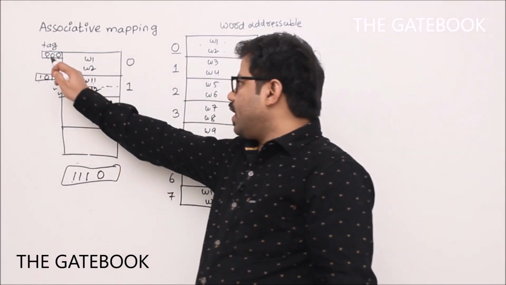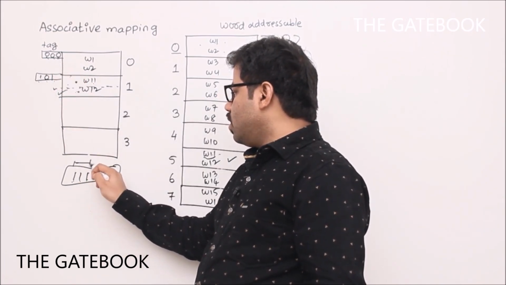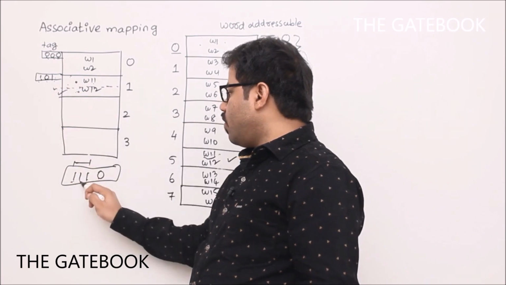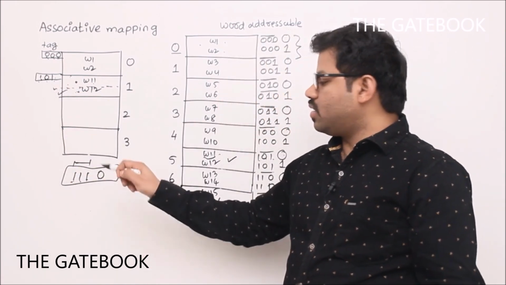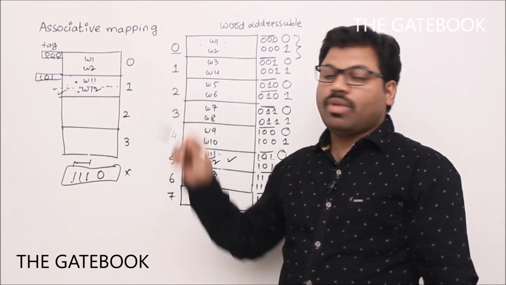So first we check here, tag 000, it's not 111, right? These 3 bits. So here 101, it is not 111. That means miss. So we say cache miss because that data is not available in that way. So associative mapping will work.